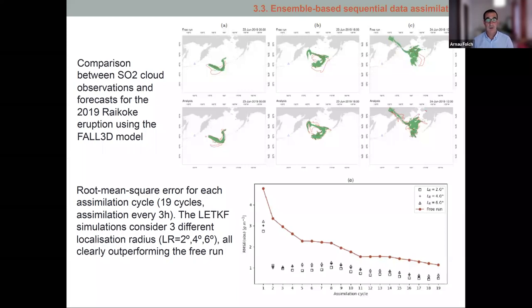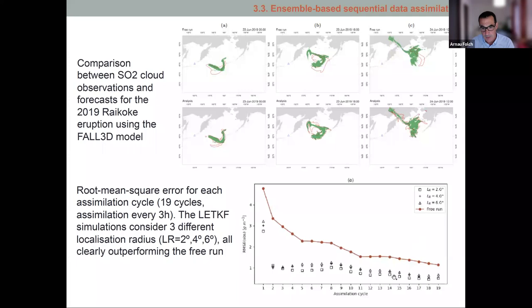This is a comparison between these SO2 clouds for the Recoque eruption again, and you can compare here at different time instances the observations with the different data simulation cycles. And again, here, just to illustrate the order of magnitude of what you can expect when you apply this on different simulation cycles compared with the free run.